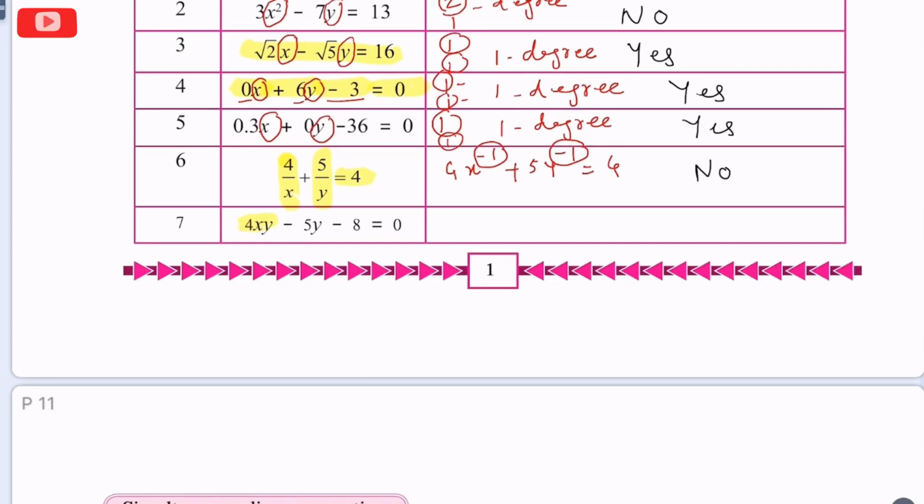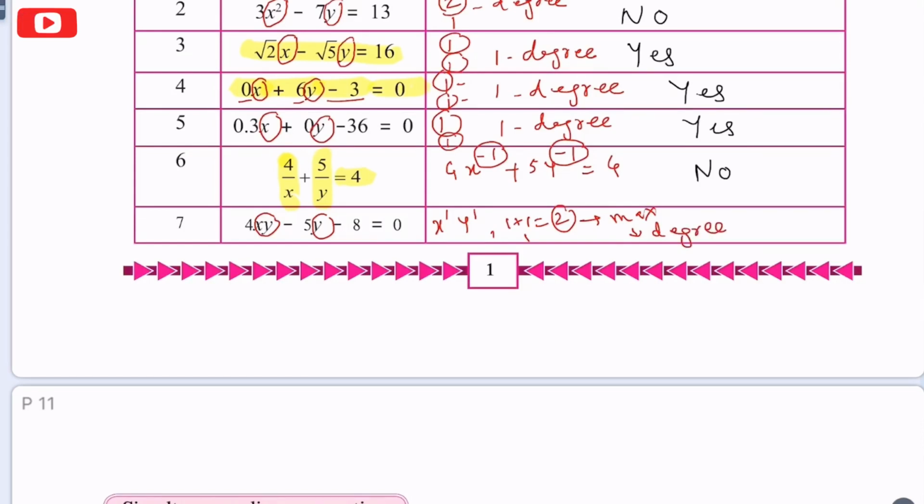Next, 4 into xy minus 5y minus 8 equal to 0. Now here a is 4, b is minus 5, c is minus 8. Now, let us see the degree of the equation. x into y is x raised to 1 into y raised to 1. 1 plus 1 is 2. y is y raised to 1. Index is 1. Maximum of the 2 is 2. So that is the degree of the equation.